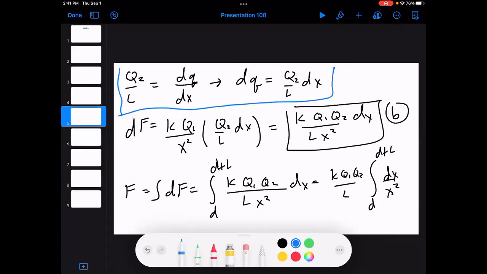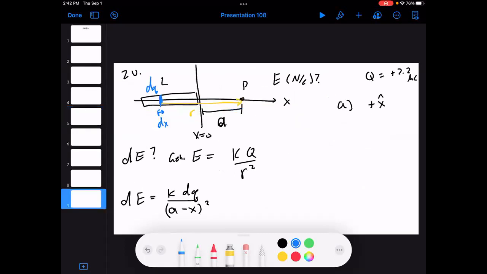Again, this bar has a uniform charge density, right? So we can say the density of the whole thing is the same as the density of any little chunk I pull out. The charge density of the whole thing, charge per unit length, is the same as the charge density of any little point I pull out. And so dq will equal capital Q over L dx.